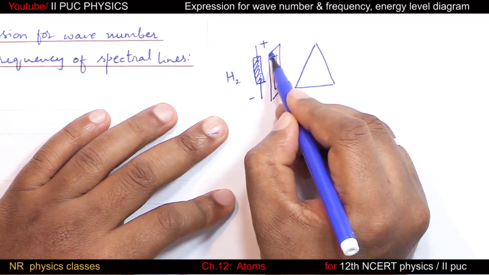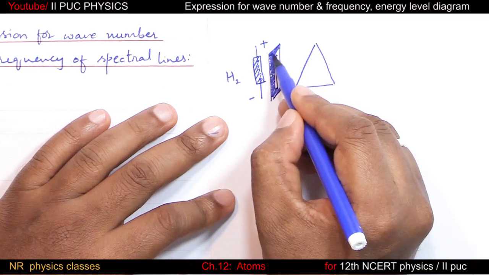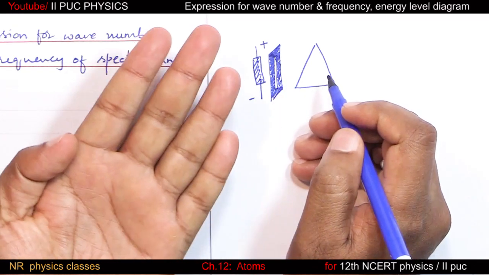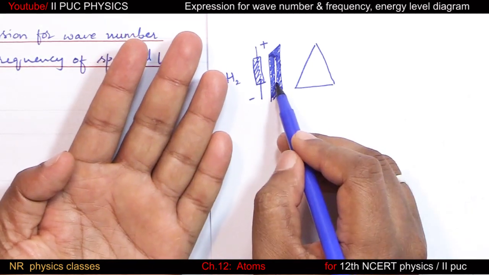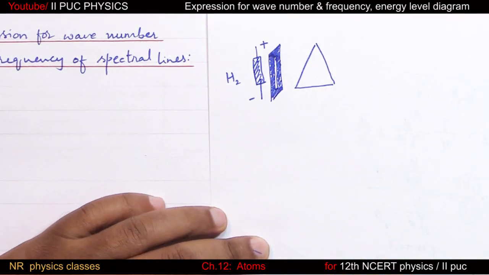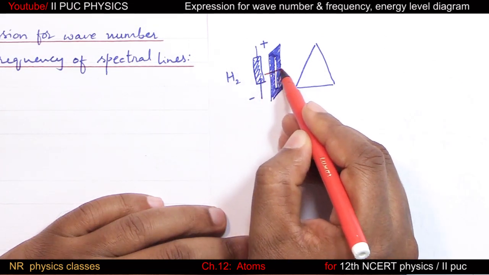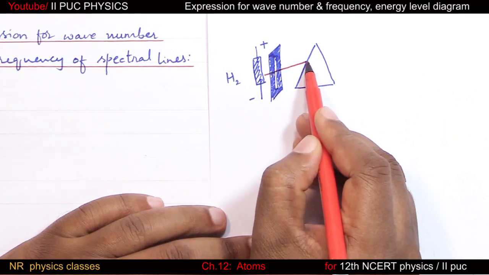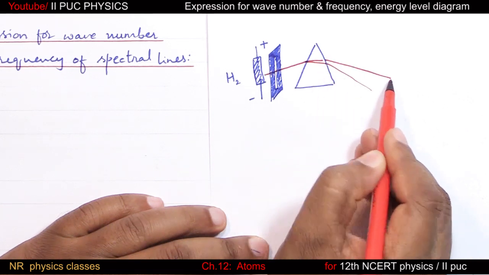If this is a cardboard with a narrow vertical slit, something like this. If this is my hand, then this is the slit. Similarly a slit is used. Light from this hydrogen after passing through this slit is incident on the dispersive medium. After dispersion, we can find different colors.